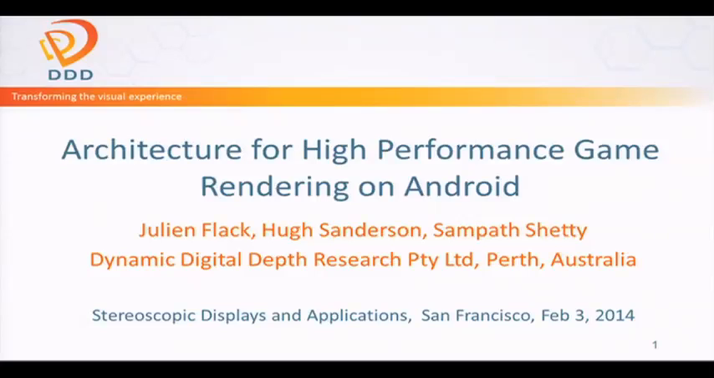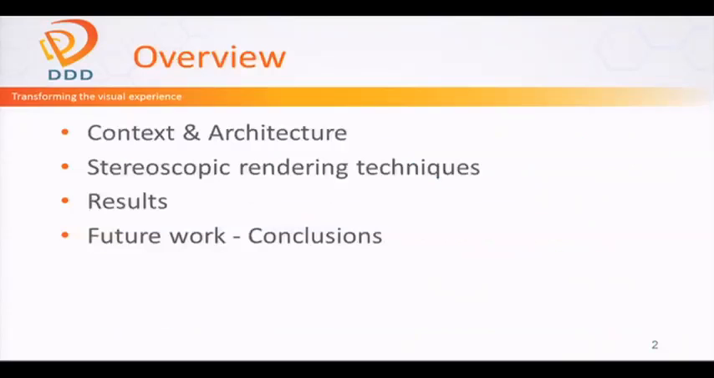But so my name is Julien Flack. I'm from the Perth office of Dynamic Digital Depth, where we have our research and software engineering divisions. Today I'm going to be talking about an architecture for high-performance game rendering on Android. Just briefly, I'm going to talk about the context and the architecture of our gaming technology as it's integrated into the Android operating system. I'm going to talk about some stereoscopic rendering techniques that we've developed to particularly address performance issues, look at some results, and then talk about some of the directions we're taking this technology in on Android and on other platforms as well.